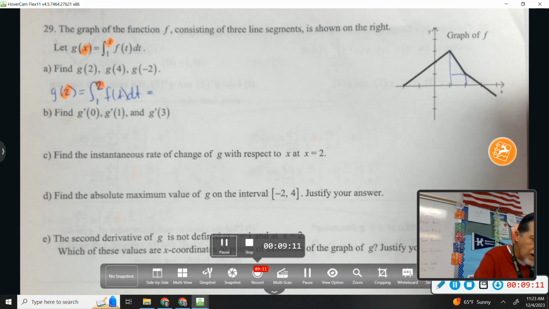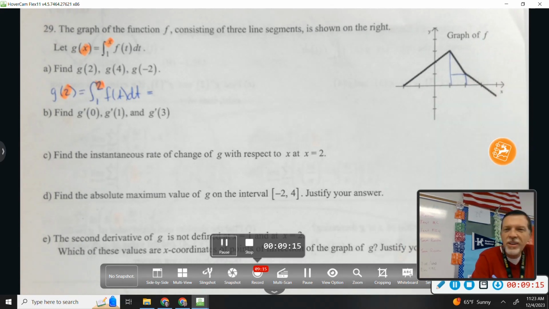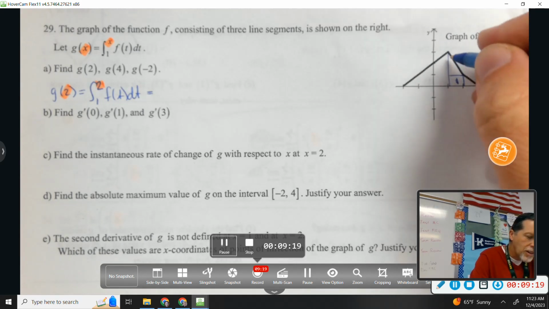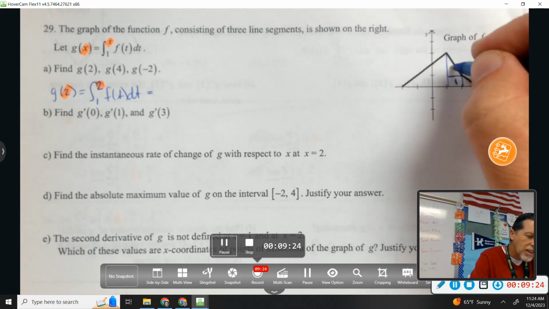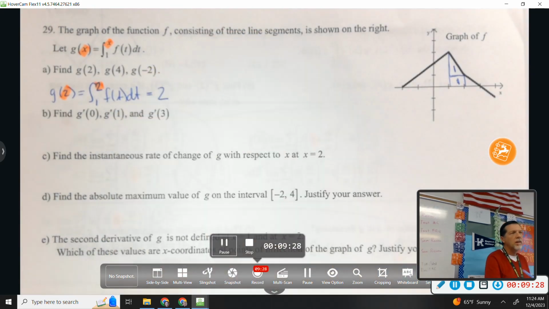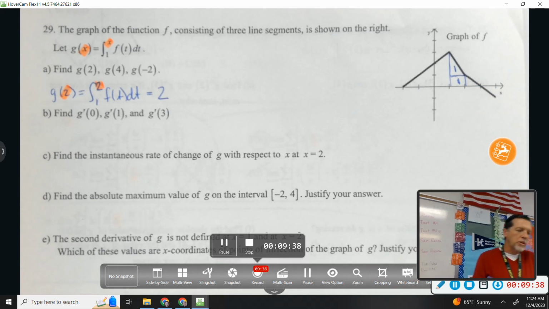Let's see here. It's a trapezoid, but I don't want to do trapezoids. I'd rather just do that rectangle plus the triangle, 1/2 base times height. So that total area is 2. Yeah, trapezoid would be the average height. The average of 3 and 1 is 2 times the width is 1. Yeah, so trapezoid would give me a 2 as well.